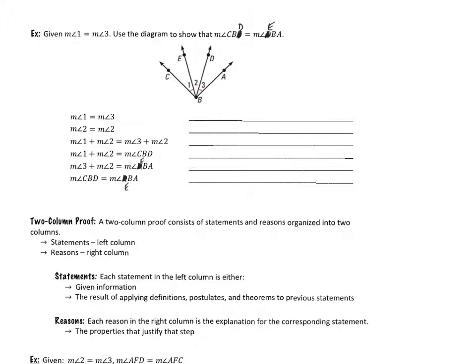In our next example, we are given that the measure of angle 1 equals the measure of angle 3, and so that is our first step. In our next step, we have that the measure of angle 2 equals the measure of angle 2. Since that's the exact same thing, written the same way on both sides of the equality sign, that is a reflexive property of equality. And now I have added the measure of angle 2 to both sides, so that is the addition property of equality.